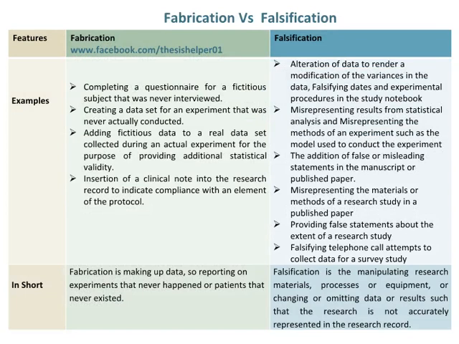Examples of falsification include alteration of data to modify the variances in the data, falsifying dates and experimental procedures in the study notebook, misrepresenting results from statistical analysis, and misrepresenting the methods of an experiment, such as the model used to conduct the experiment. Other examples are the addition of false or misleading statements in the manuscript or published paper, misrepresenting the materials or methods of a research study in a published paper, providing false statements about the extent of a research study, and falsifying telephone call attempts to collect data for a survey study.